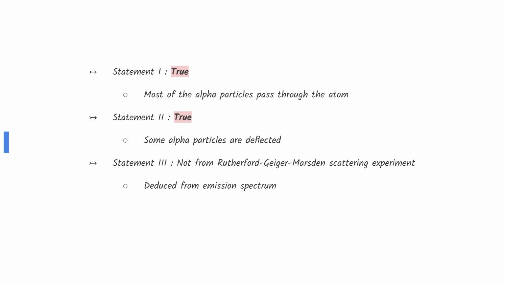Statements 1 and 2 can be deduced from the Rutherford-Geiger-Marsden scattering experiment. Statement 3, which refers to discrete energy levels, is deduced from the emission spectrum.